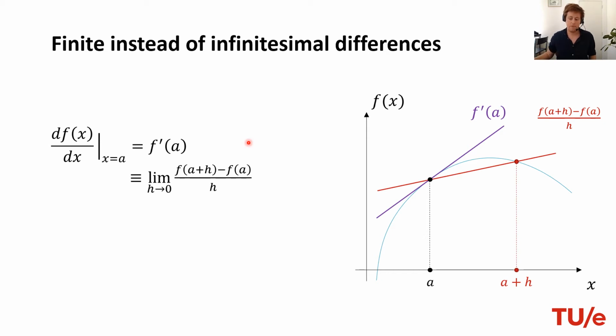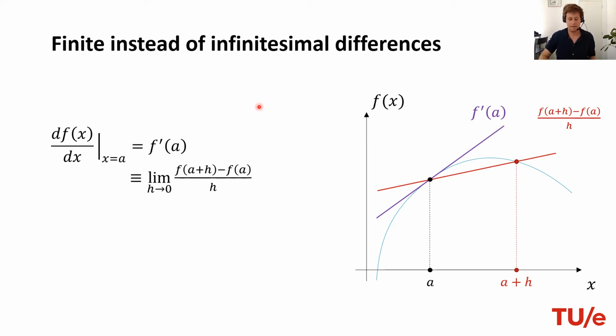Now, where does this come from? Well, let's say that we have an h which is not approaching 0, but in this case is a quite large non-zero value. Well, then this red line over here will have a slope f of a plus h minus f of a, so that's the difference in function values between this point and this point, divided by the difference in input values, which is h. And then we get that this is the slope of this line here.